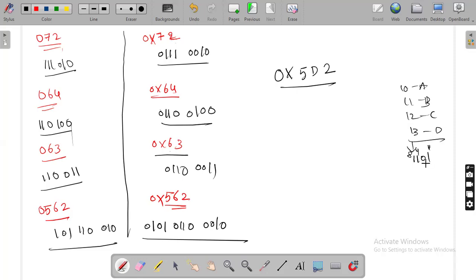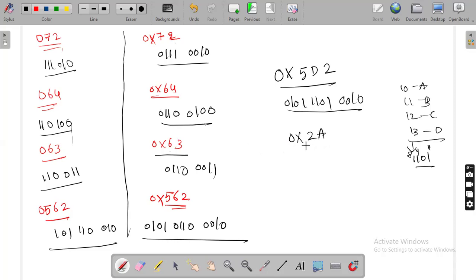Why are you not counting 0? If it is 0, you should not count. Only whenever you wrote 1, then only you have to count it. So this is the binary for D. Now how to write the binary for hexadecimal 5D2? 5 in 4 bits format is 0, 1, 0, 1. D means 13, binary 1, 1, 0, 1. 2 is 0, 0, 1, 0. Getting my point?